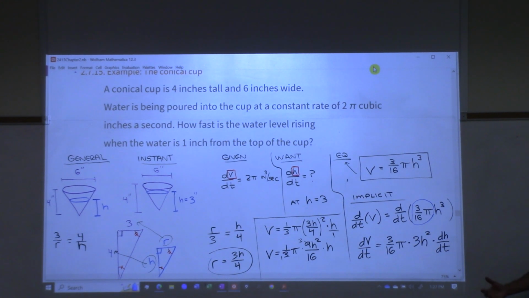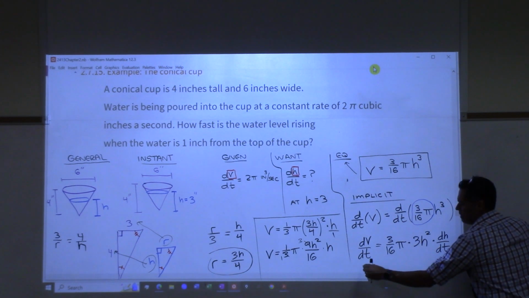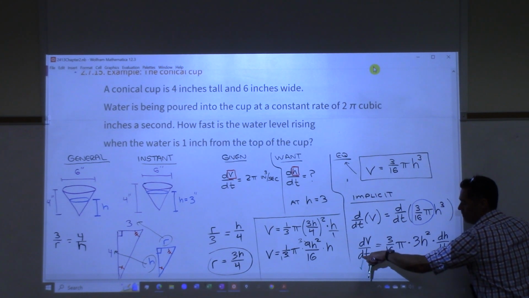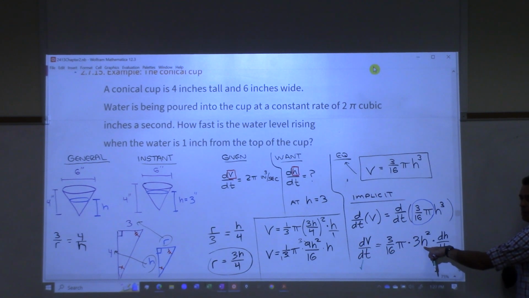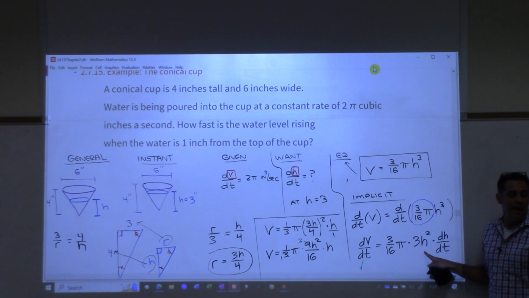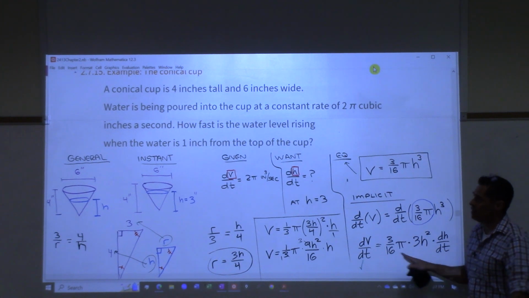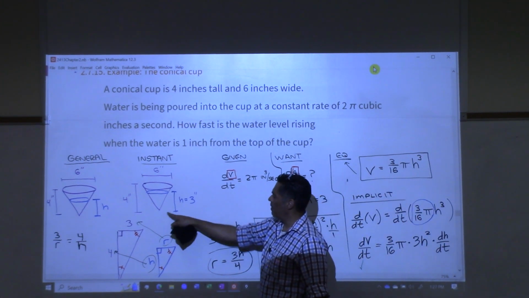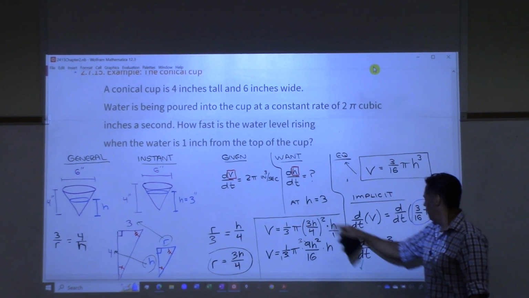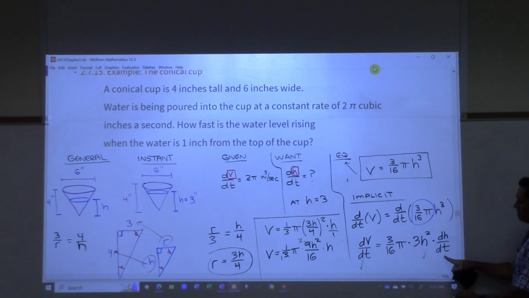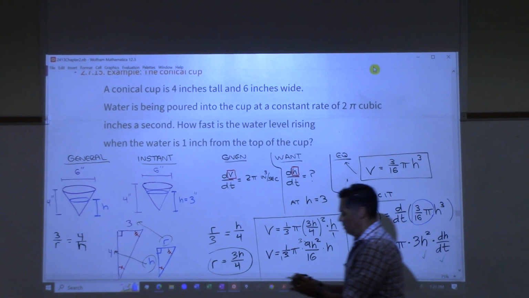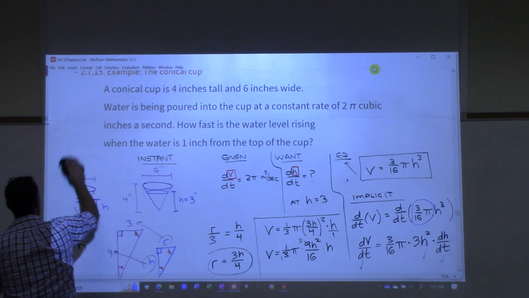And I'm just going to do a quick check to make sure I have everything I'm looking for here. dv dt is what I'm given, right? Do I know h? Well, now I can fix everything. Now I've taken the derivative, so now I can look at the instant. Do we know h at the instant? 3, right? It's also right here, 3. So that we know, and dh dt is what we're solving for. So I'm happy to see that. I've got everything. So I'm going to put the work over here.